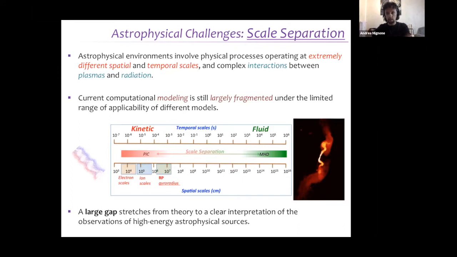Therefore, our computational modeling is very fragmented under limited approaches. On one side, on the small scale, you have kinetic theory helping you together with PIC, particle-in-cell codes. But if you move to the large scale, then you have MHD, which is a fluid theory. The two approaches are separated by many orders of magnitude, and there is no way you can make a numerical simulation that can cope with both scales. Kinetic will be too demanding to extend to large scales, and fluid will be too demanding to include kinetic effects. So there is a huge scale separation.